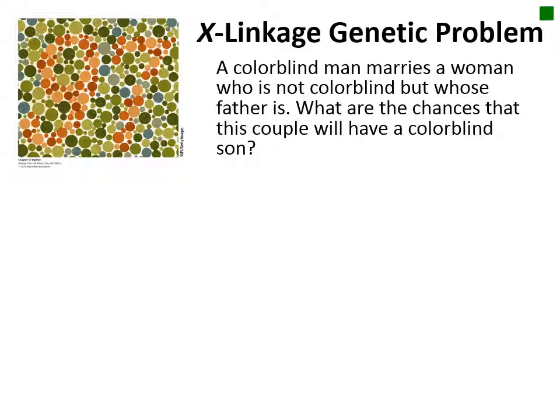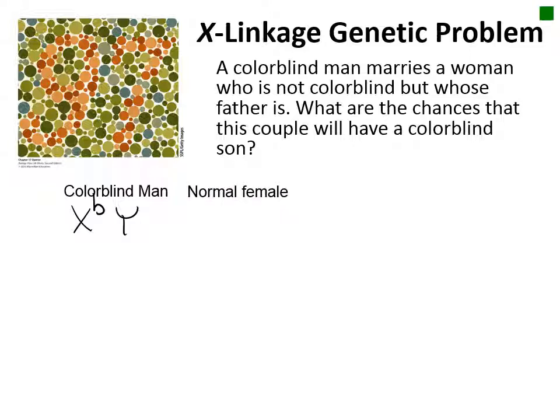We will walk through an X-linked genetic problem to demonstrate the importance of including the X and Y chromosomes when completing an X-linked cross. In this problem, a colorblind man will have an X and a Y chromosome because he is a man, and his X chromosome will contain a recessive colorblind allele.